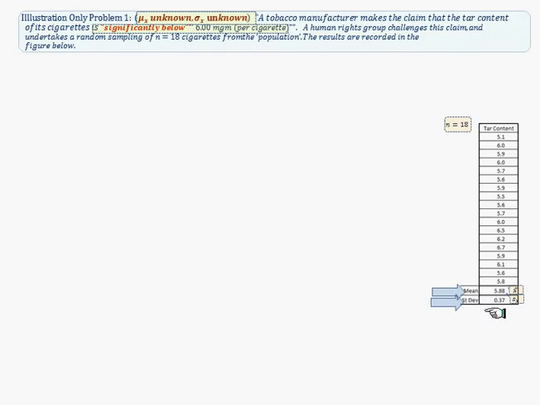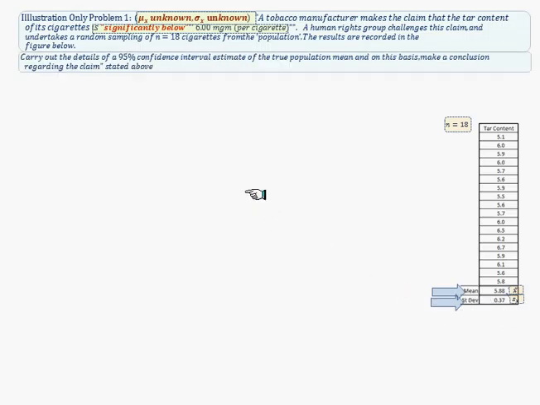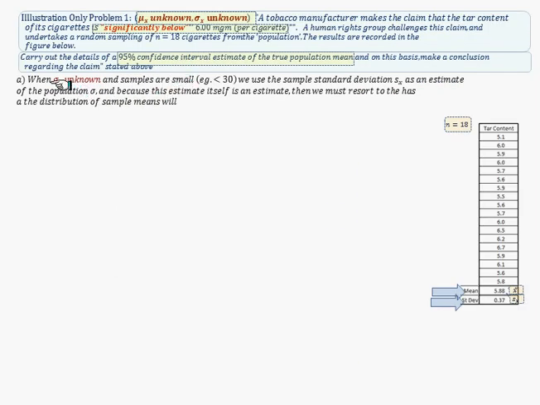Now this is sample data, or statistics. We want to find a 95% confidence interval estimate of the population mean. And we're saying since sigma is unknown, and when sample sizes are small, for example under 30, we have to use S sub x as an estimate of sigma. And you should try and convince yourself that S sub x is an estimate of sigma for almost all cases.